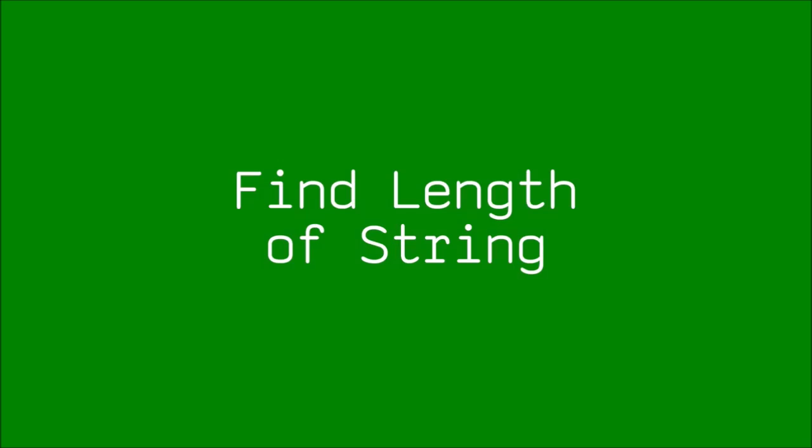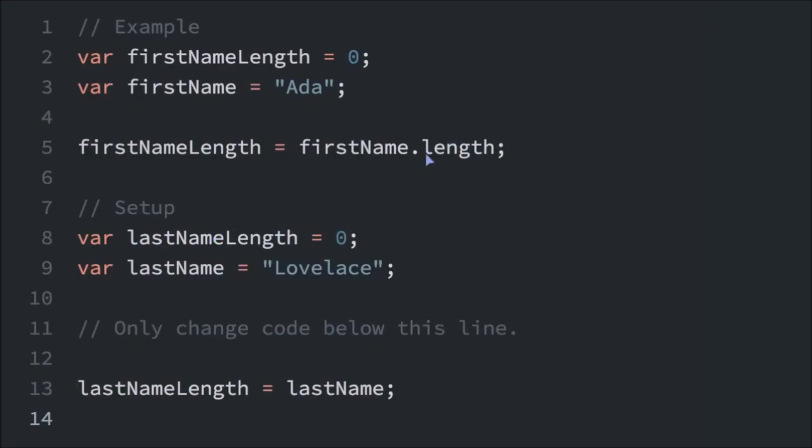Sometimes you want to find the length of a string. JavaScript makes this easy. So we have the first name is set to Ada, but we just use the dot length property to find the length. So first name dot length. Remember, first name is Ada here, and then dot length will return an integer, a number that has the number of characters in the string. So that would be 3.